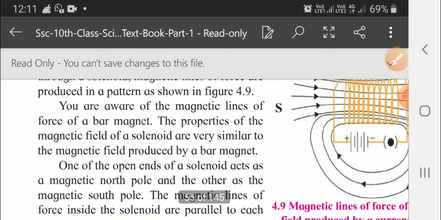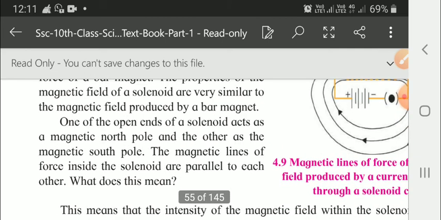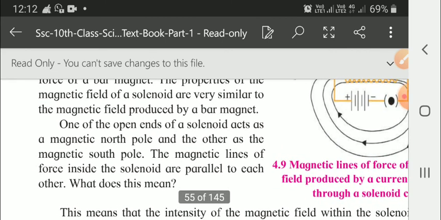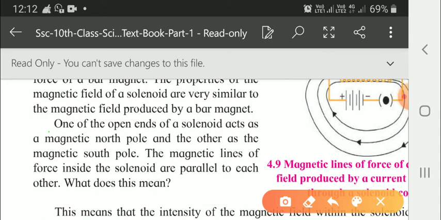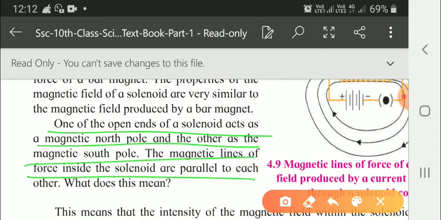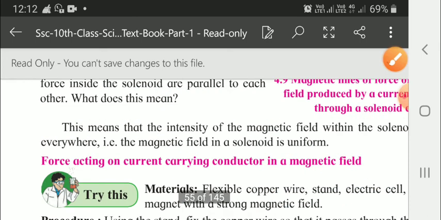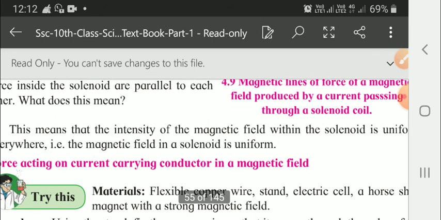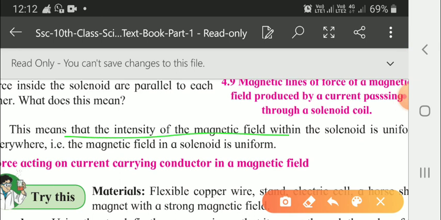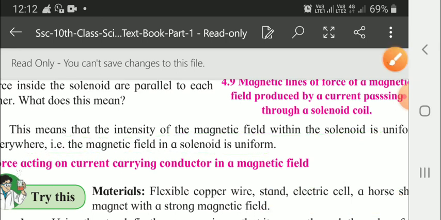We'll see here. This point we have to underline. This is an important point. It means the intensity of the magnetic field within the solenoid, you can see, is uniform everywhere, and we can say that the magnetic field in a solenoid is uniform. So this point is also an important point. Yes, keep it in mind. Now we'll see the next one.